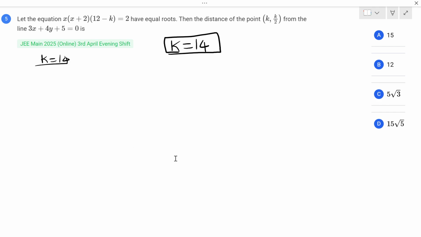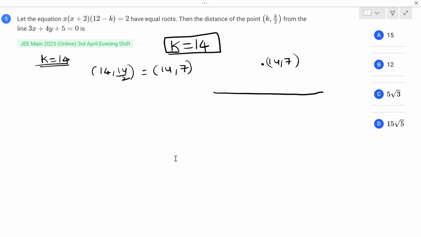Now the follow-up question is the distance of the point k comma k by 2. So since k is 14, that is 14 comma 14 by 2. What is the point? The point is 14 comma 7. He is saying distance of this point to the straight line. Achha, theek hai. Now let us suppose the point is 14 comma 7.